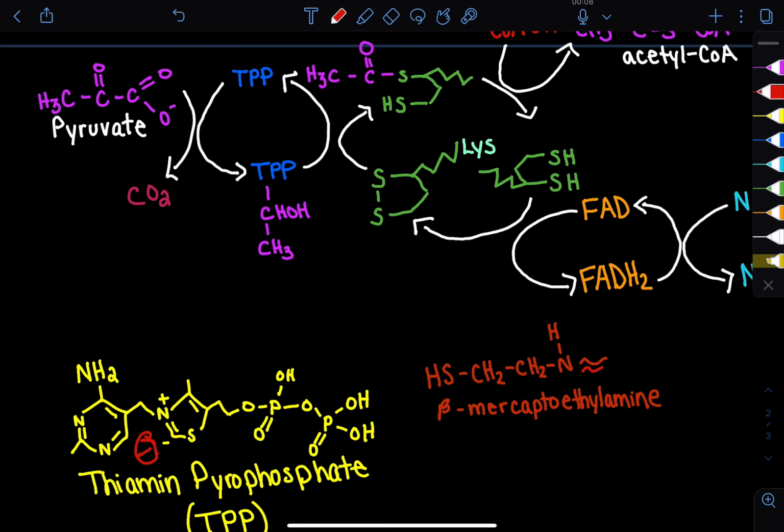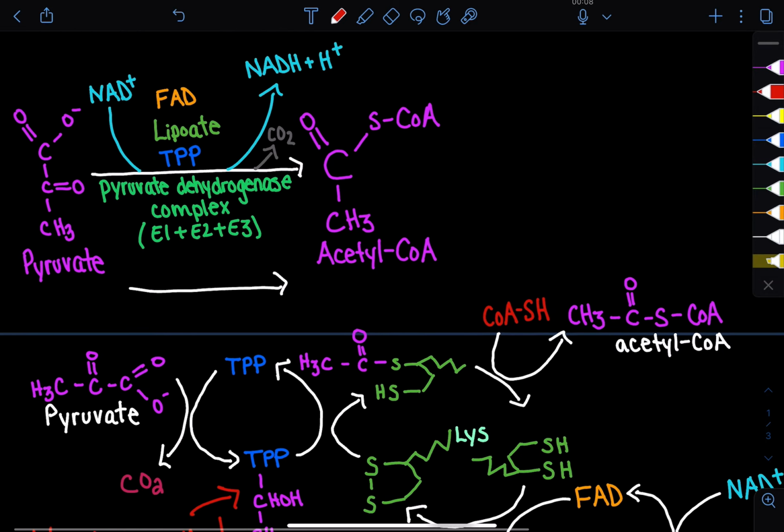So this resulting structure of having TPP and having that acetyl group is referred to as hydroxyethyl TPP. So hydroxyethyl TPP. Okay, this structure over here. Now, this step of TPP binding with this acetyl group and removing that carbon, forming carbon dioxide, this is all happening on the first subunit.